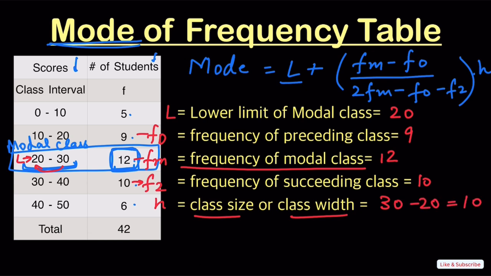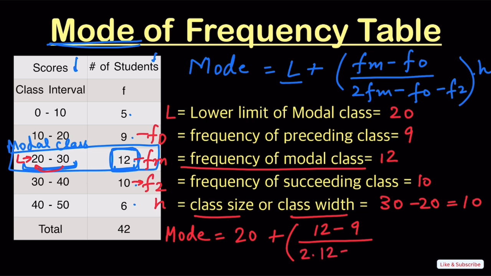So now we have all the values. Now plug in the values over here. The value of the mode is equal to L, which is 20, plus Fm, which is 12, minus F0, which is 9. In the denominator, I have double Fm, the frequency of the modal class, that's 12, minus 9, minus 10, times 10.